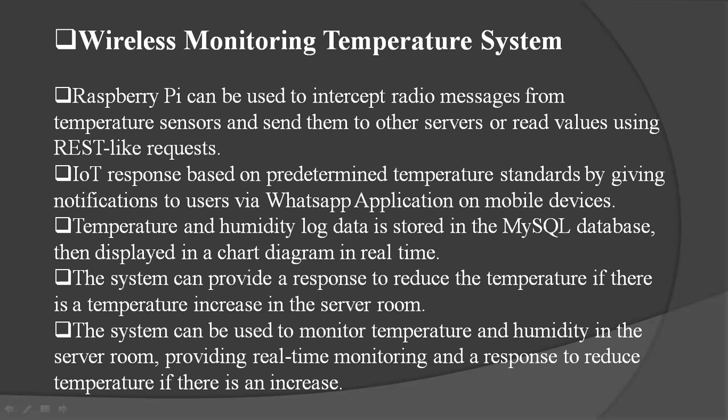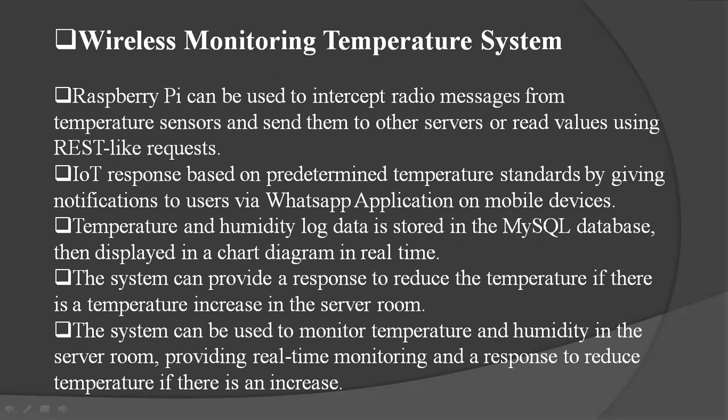This system can provide a response to reduce the temperature if there is a temperature increase in the server room, so we can monitor, and we can even increase or decrease the temperature as we get the information on WhatsApp through these REST-like requests. Or we can even share the data and messages we get from the temperature sensors with the receiver, and this will be stored in a MySQL database and displayed in chart form, so that we can increase or decrease the temperature of the server room.